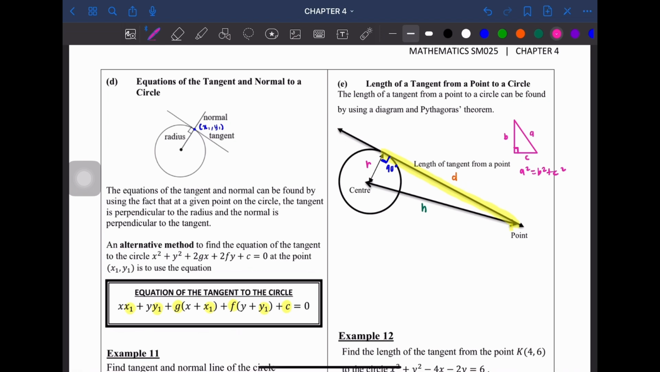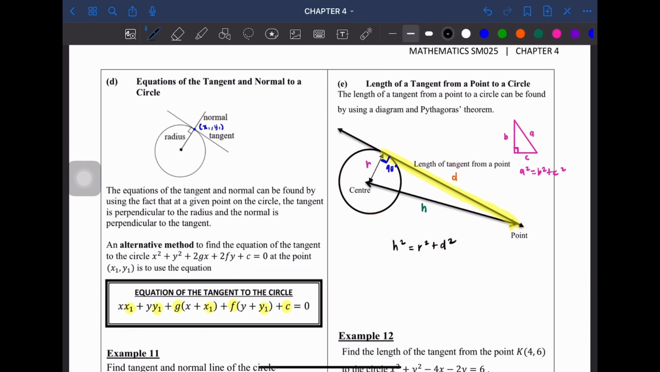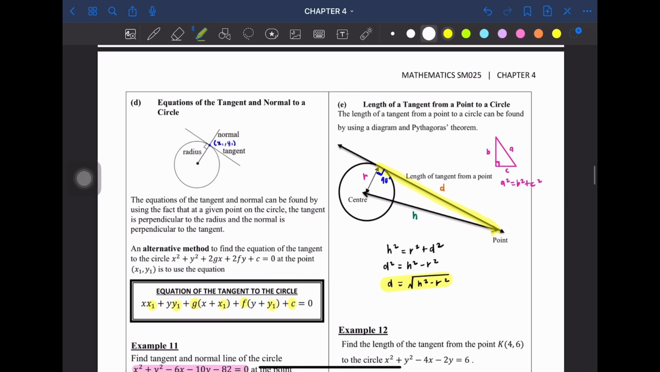This is Pythagoras theorem. Now looking at our situation, from this we can write the formula: H square will be equal to R square plus D square. Looking at this, we will get this formula. We want to find D, right? So D square is equal to H square minus R square. Since we want to find D, we need to take the square root of both sides, so the right hand side will be the square root of H square minus R square. This is how we get the formula.